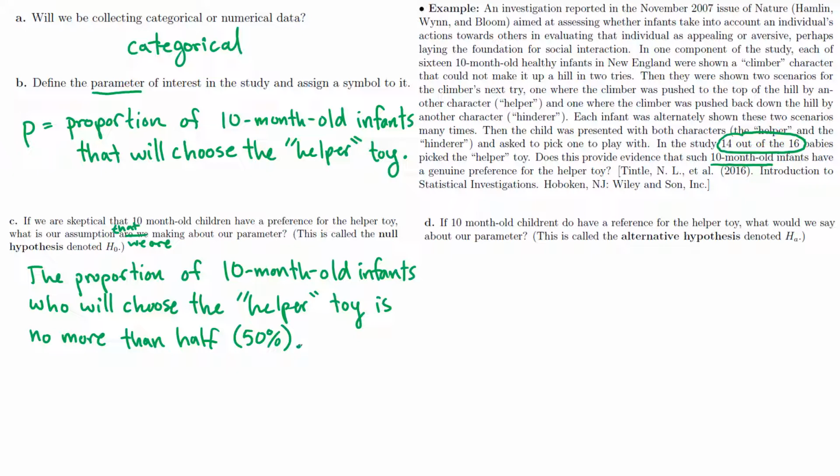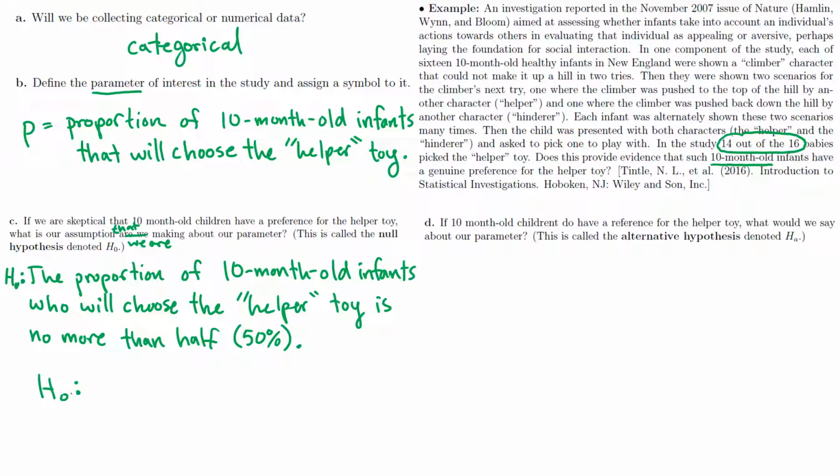Because the child has a binary choice, either they're picking the helper or the hinderer, if we are skeptical of this idea that they actually have a preference for the helper toy, then we would say generally we don't expect them to pick the helper toy any more than 50% of the time in the general population. And I'm going to use this little symbol here, H naught, where the 0 is just a little subscript zero, and that stands for the null hypothesis.